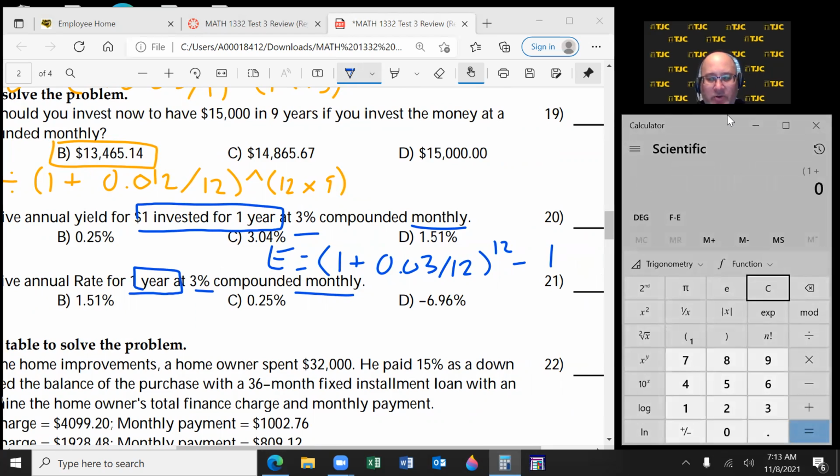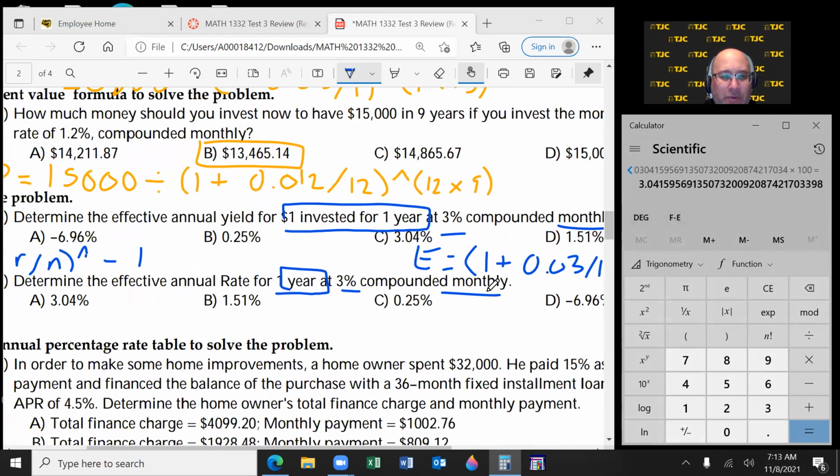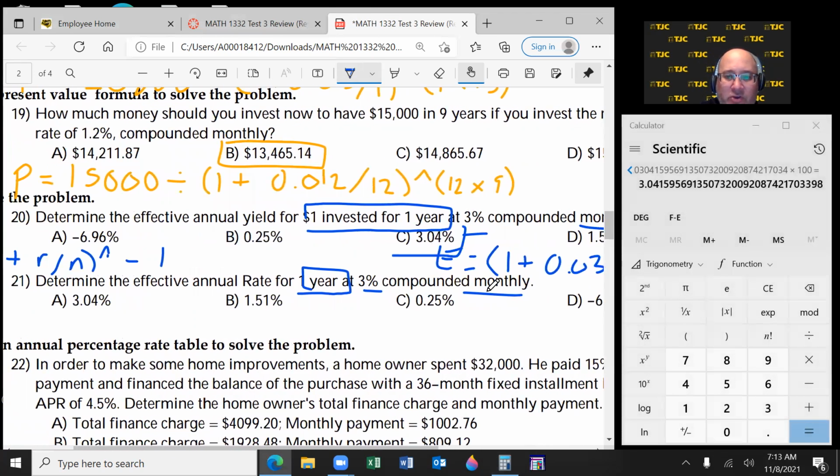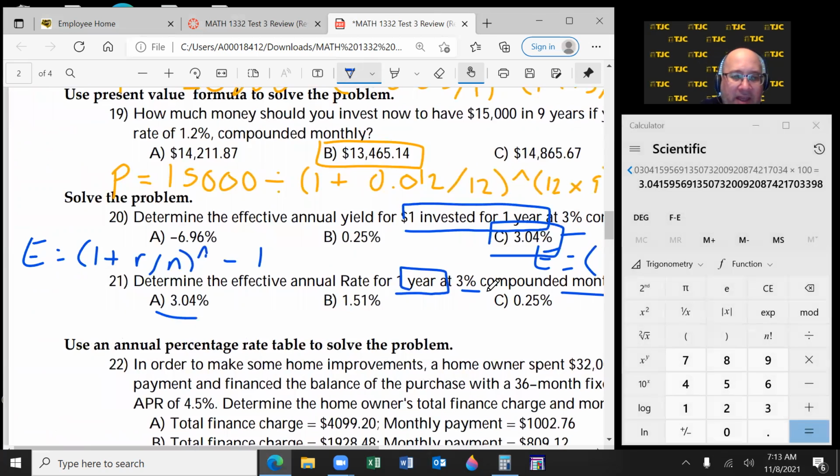Parentheses, 1 plus 0.03 divided by 12, close parentheses, exponent, 12 minus 1 equals 0.0304. As a percent, we can multiply it by 100 and get 3.04%. So the answer is the same for both of them. It's C on this question and A on that question.